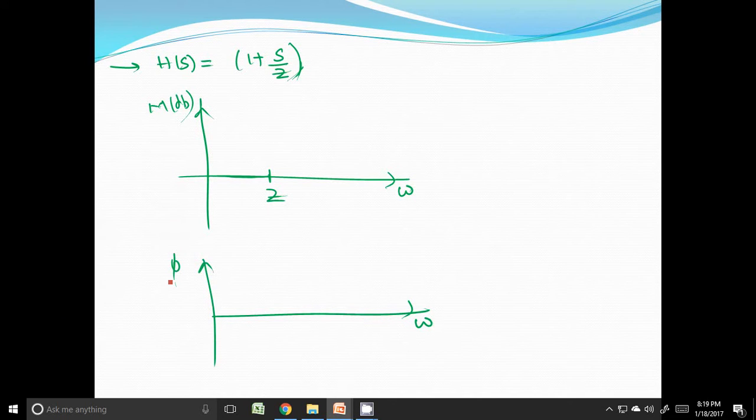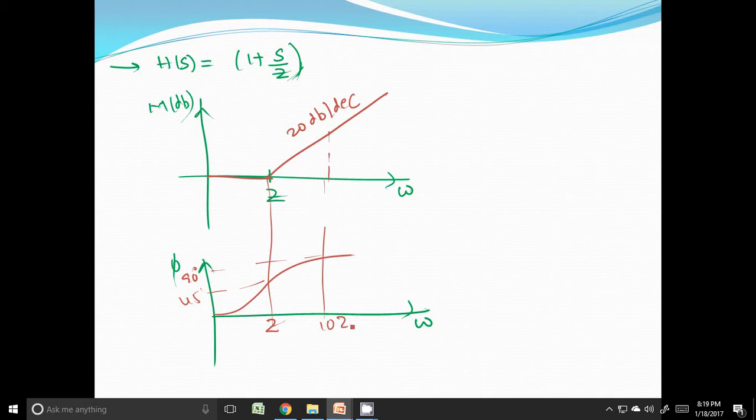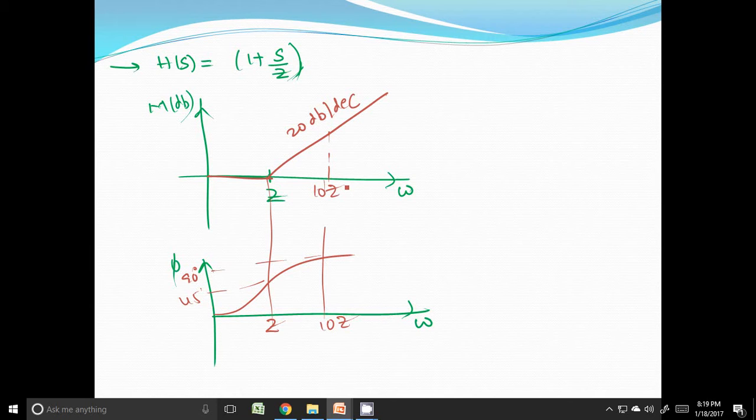The magnitude plot will be like this. This slope is 20 dB per decade and the phase plot is like this. This is 90 degrees and this is 45 degrees. It's 0. This is 10 times 0. Okay. Now we will summarize what we have learned so far.